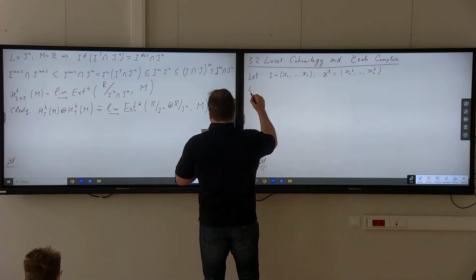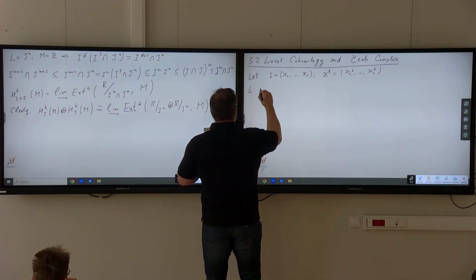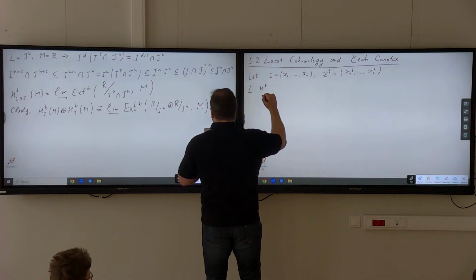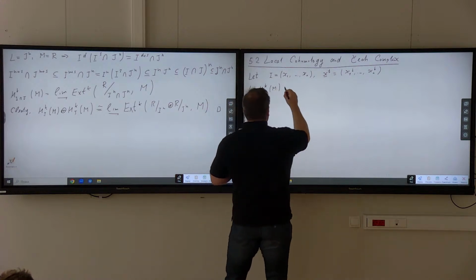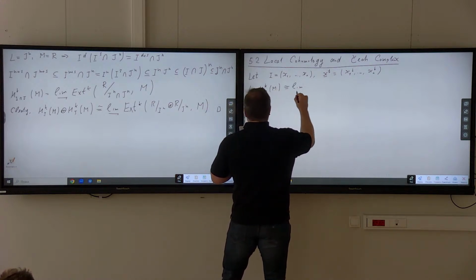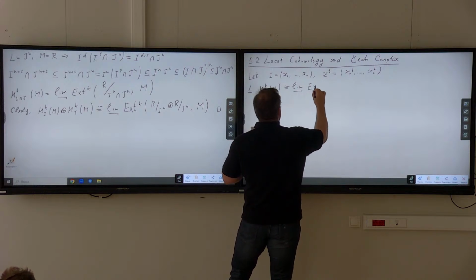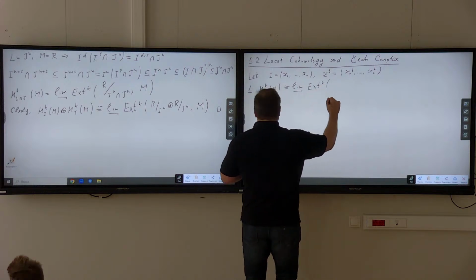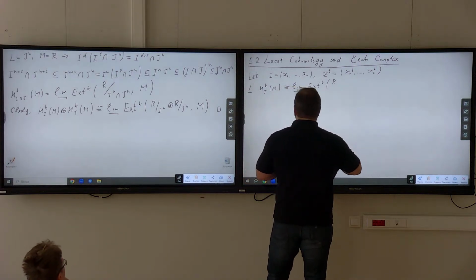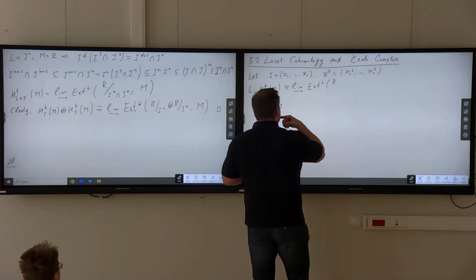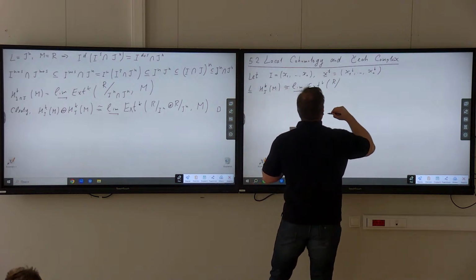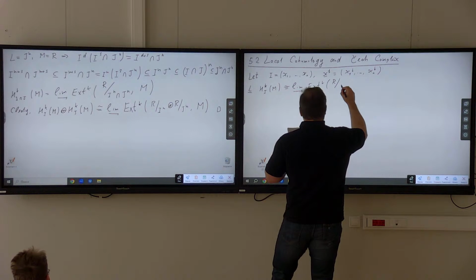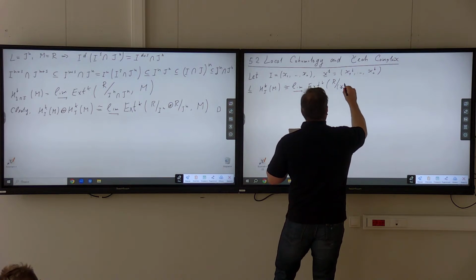And then the lemma is that we can compute the local cohomology of M as the limit of the Ext. But now, instead of using the power of the ideal, I look at the ideal which is generated by the powers of the generators.